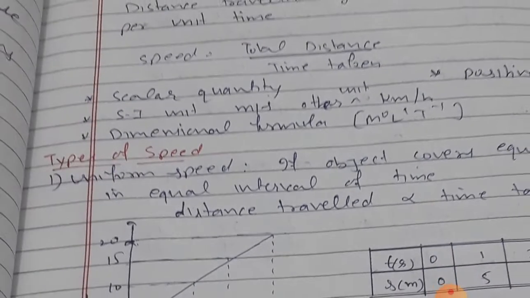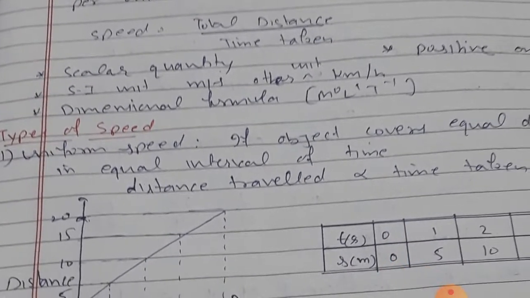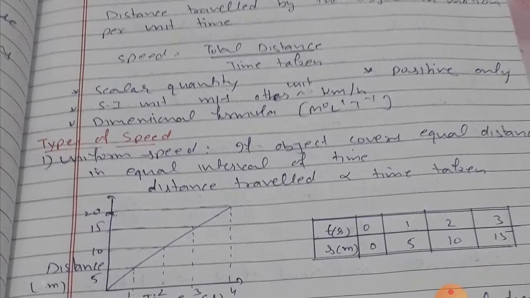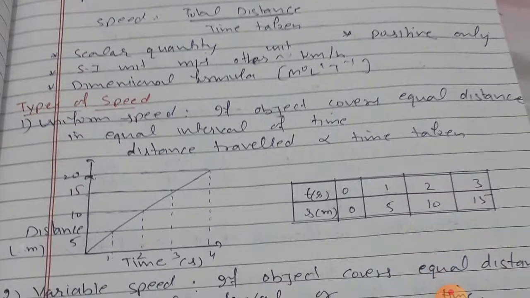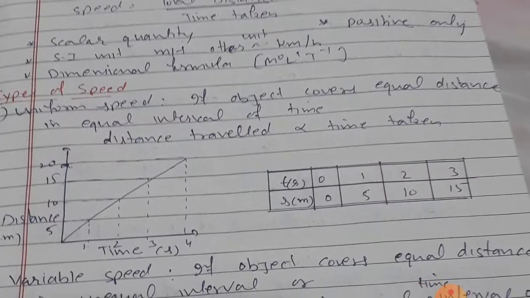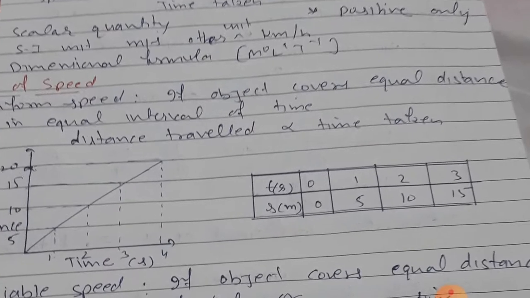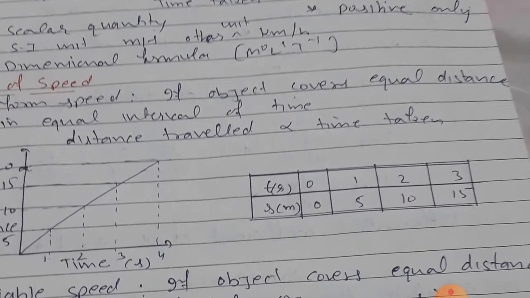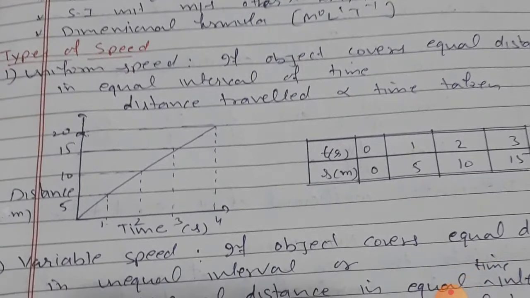Next, we'll talk about the types of speed. In this topic, we'll discuss 4 types of speed. Let us start with the first one, uniform speed. If object covers equal distance in equal interval of time, or in other sense you can say that if distance traveled is directly proportional to time taken, then we say that object is moving with uniform speed.